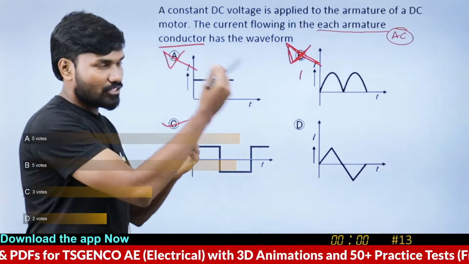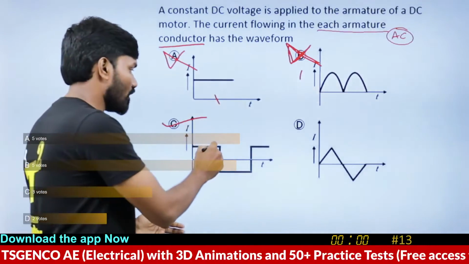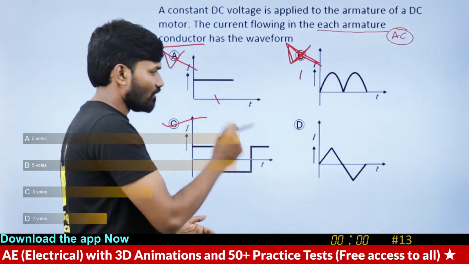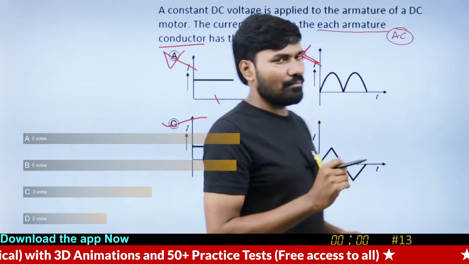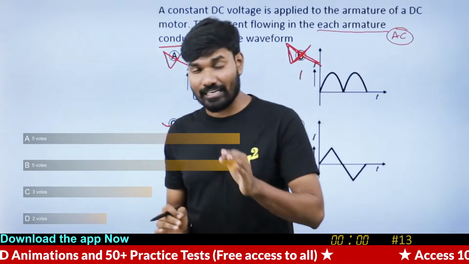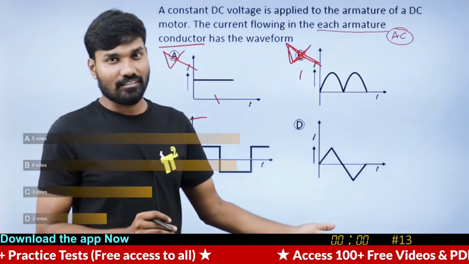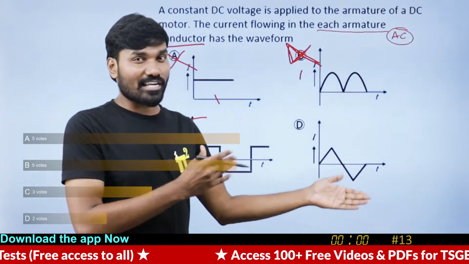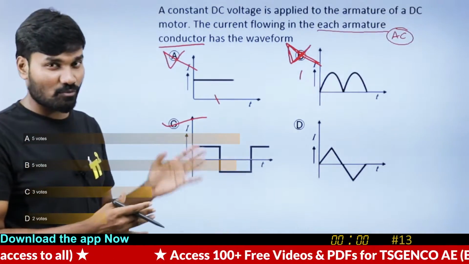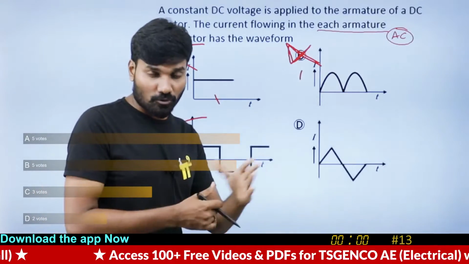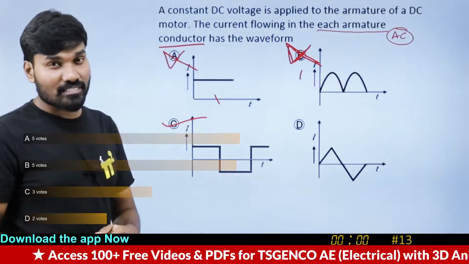Anyway, this is the right answer, because when the commutator changes its segment to another position, the current will be opposite. For this, I have explained with clear 3D animations in the class. Even on YouTube itself, it's there, dear. That's one of our popular videos. Armature reaction concept and commutation is one of our popular videos on YouTube. You go through it and check it. You'll get some amazing, powerful animations.